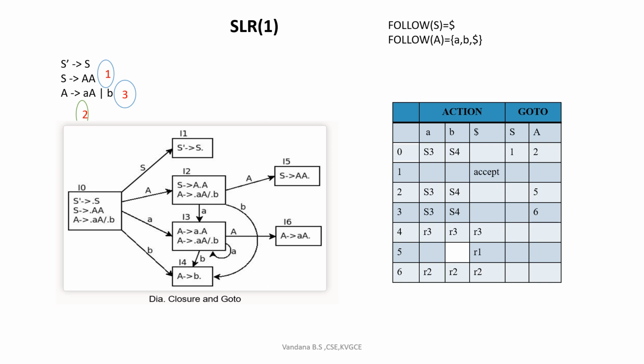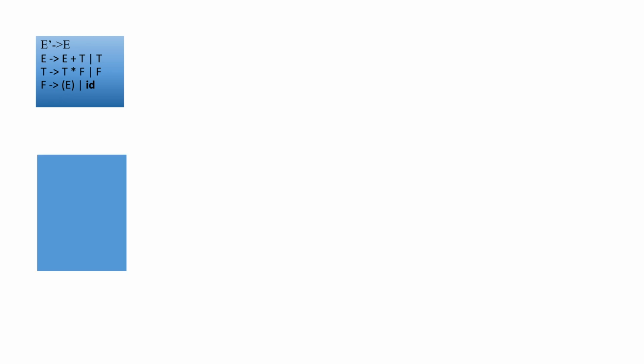So let us see one more example. Now let us consider one more example, the arithmetic expression grammar. According to this, the first step is we have to introduce E dash derives E. Now it becomes the augmented grammar. And next we have to find out the LR items. Let us start finding the items. The first one, E dash derives E. Put the dot, meaning we have not seen anything.